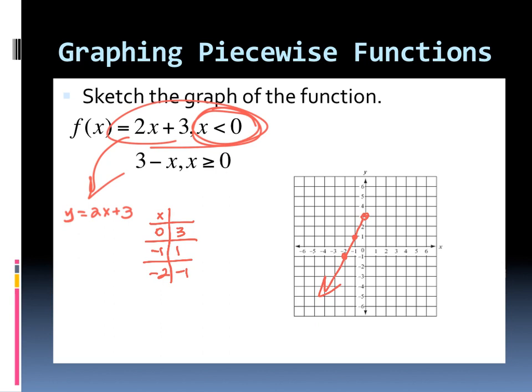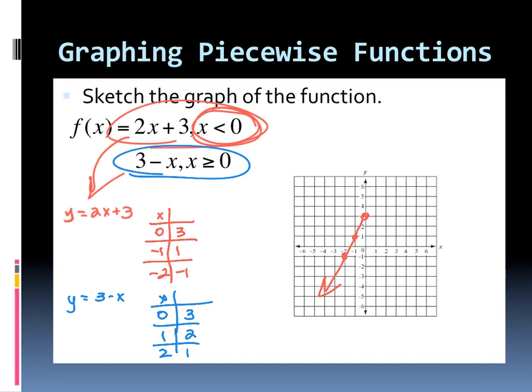And then I would do the same thing for the second one. Y equals 3 minus x. This time I'm starting with 0, and I'm going greater than it. So 1, 2. 3 minus 0 is 3. 3 minus 1 is 2. 3 minus 2 is 1. 0, 3 is a solid dot this time. 1, 2, 2, 1. My graph would continue in that direction.